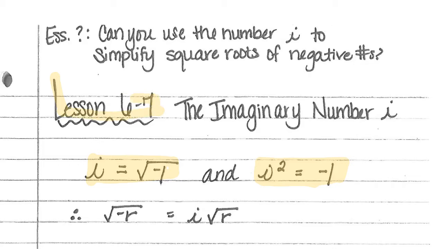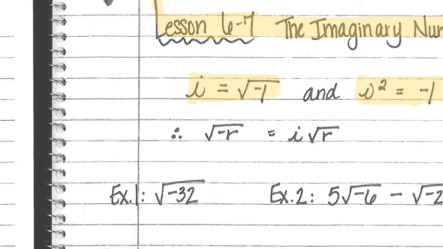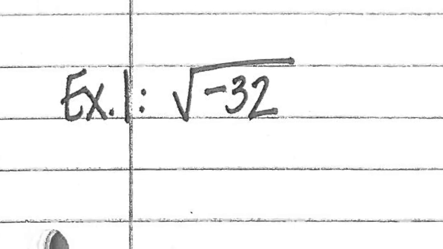We are in lesson 6-7. This is Algebra 2. We're working with the imaginary number i, which I think is super fun. One of my favorite lessons. Our essential question is, can you use the number i to simplify square roots of negative numbers? So let's look at what we're talking about.